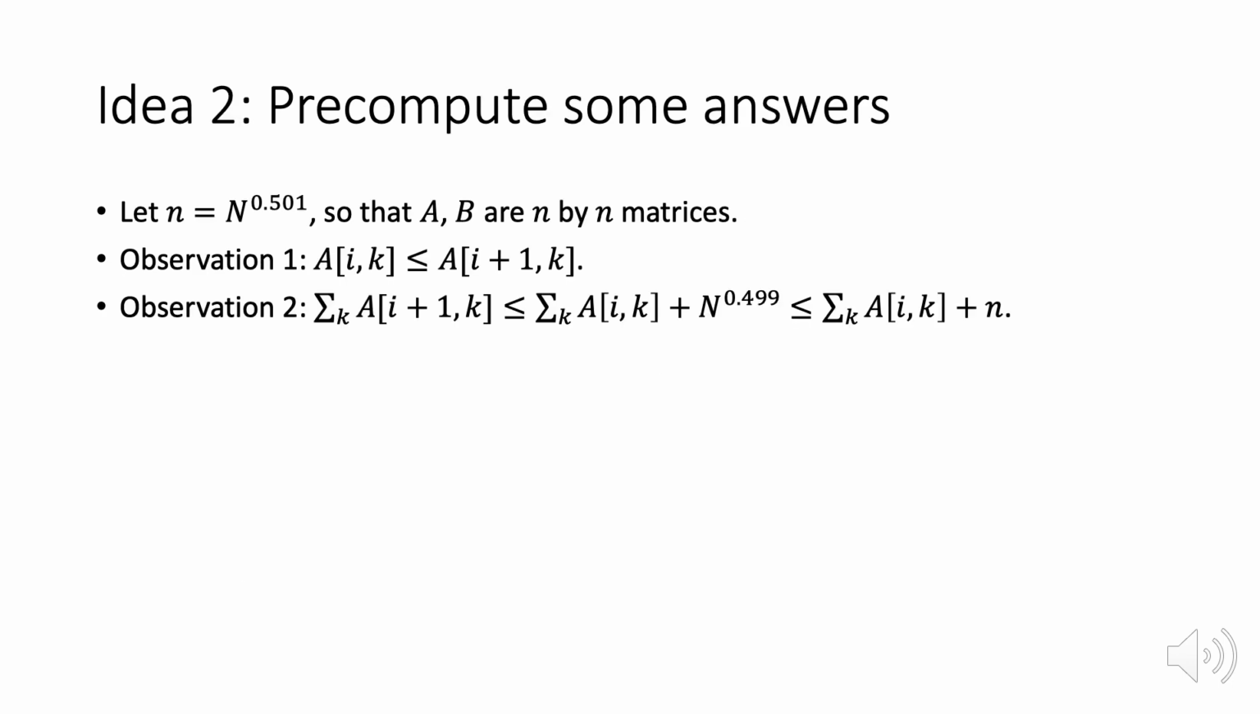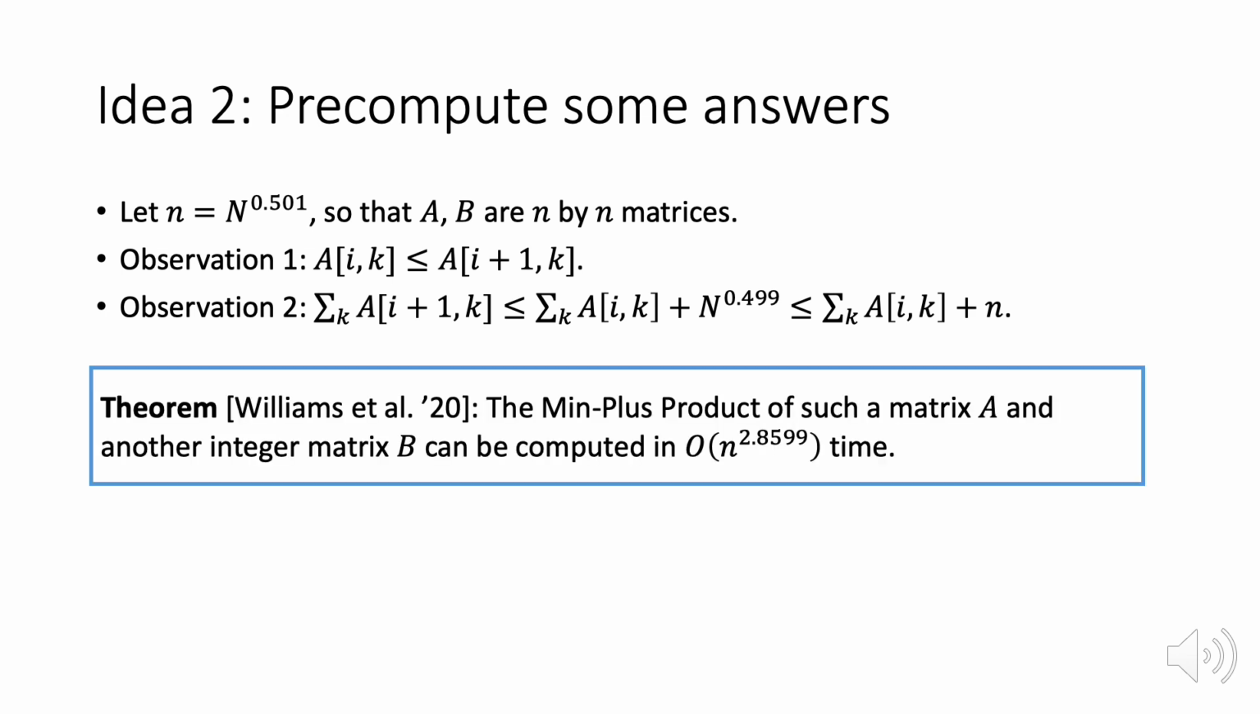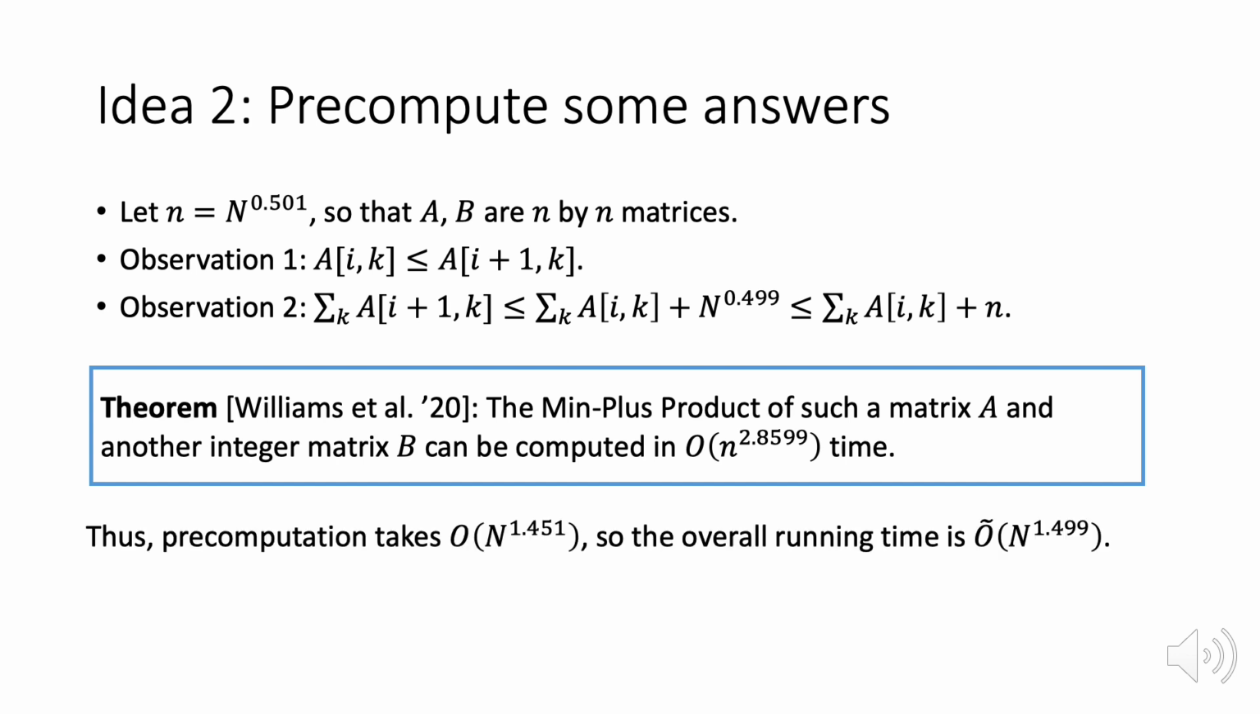Let's use lowercase n to denote the dimensions of matrices A and B. The first observation still holds. For the second observation, we replace 4 with the upper bound of the size of each block, which is n^0.499, and we can further relax it to n for simplicity. Then a theorem in Williams et al. 20 says that the min-plus product of such a matrix A and any other integer matrix B can be computed in O(n^2.8599) time. Therefore, the precomputation takes O(n^1.451) time, and thus the overall running time beats n^1.5.